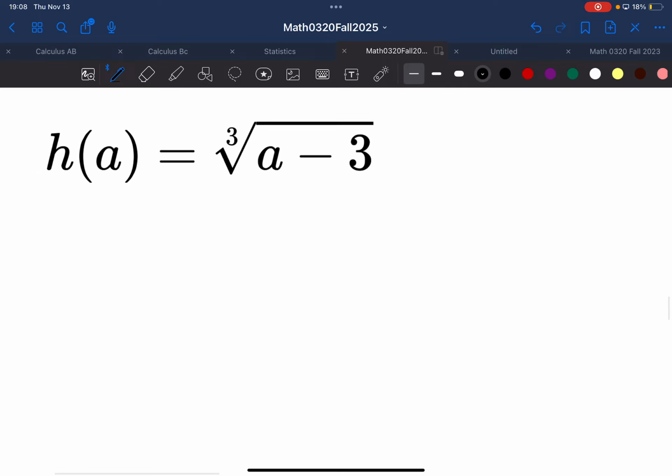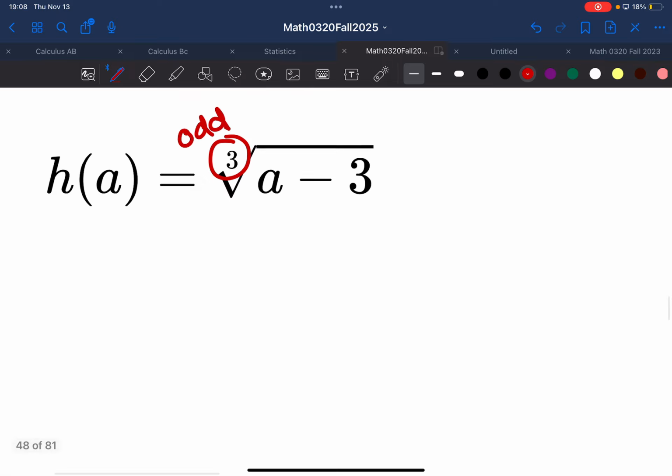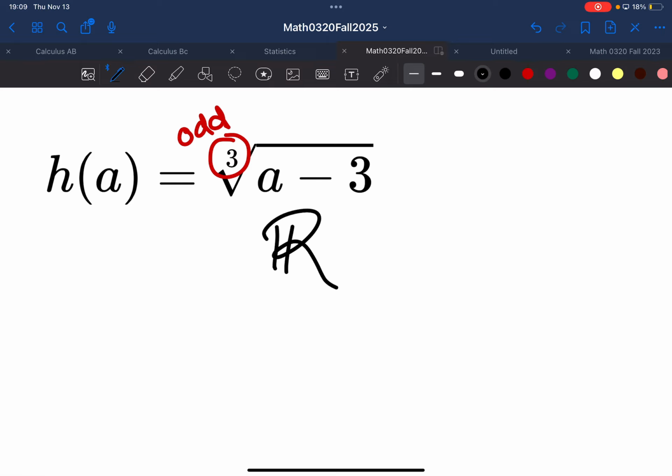So then we look at this one, and then looking at our n value, is that even or odd? Odd. So now that we know it's odd, then we know the domain is all real numbers. That's our answer. We don't have to do anything further.